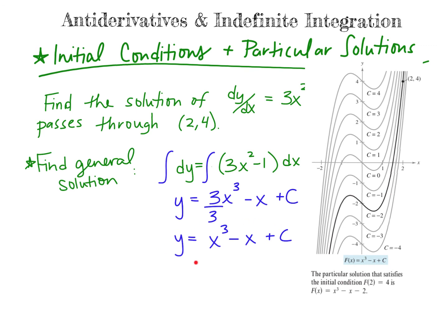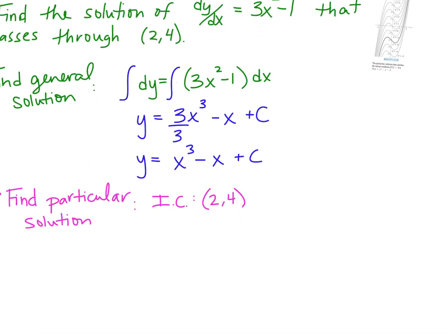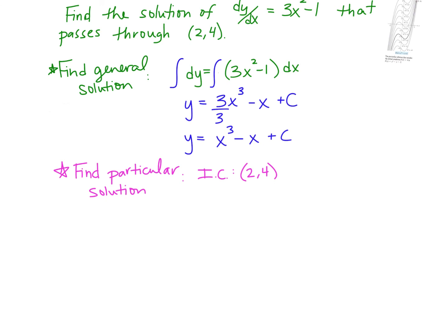So this is, again, the general solution for any value of c. We want to find the particular value of c given this initial condition 2, 4. So let's find the particular solution. So we are given the initial condition 2, 4. So when x is 2, y is 4. So let's rewrite our general solution, y equals x cubed minus x plus c. Then we want to plug in 2 everywhere there's an x and 4 for y to solve for c.